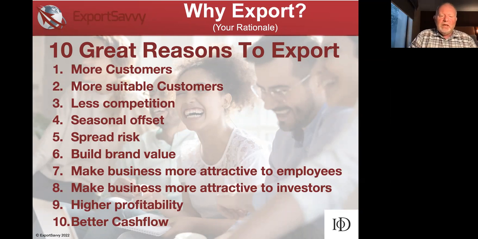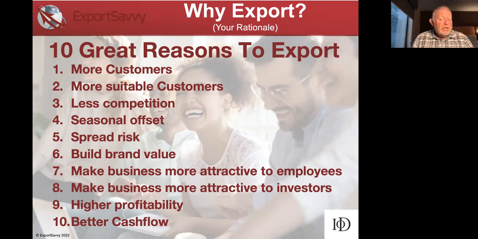You might want to be building brand value, to sell the business. An international brand that's done well tends to be more valuable than just a UK brand. Here's a good one. You might want to make the business more attractive to employees. At the moment, it's really difficult to attract great talent. So if you have an exciting business that's trading in international markets and you're getting your employees involved with that, that is a highly, highly attractive thing for someone that's looking for work.